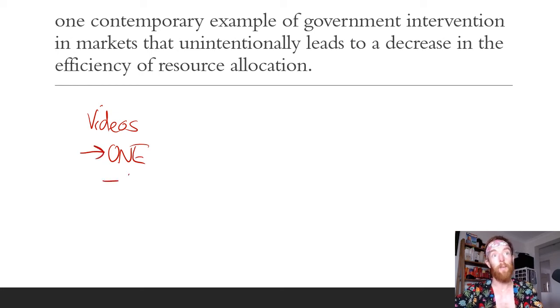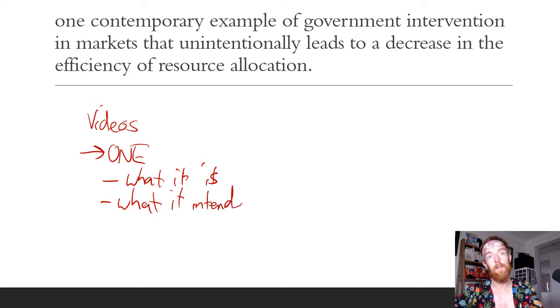You need to know what it is, what it intended to do. So you want to talk about what they were actually trying to do, but then what actually happened. So there's usually going to be a 4 or 5 mark question.